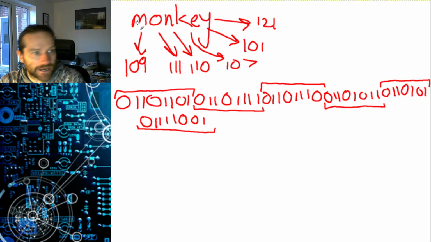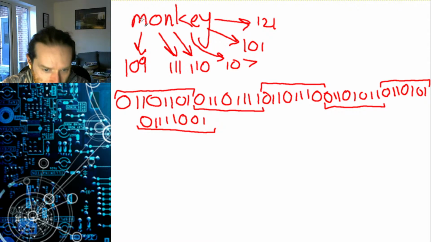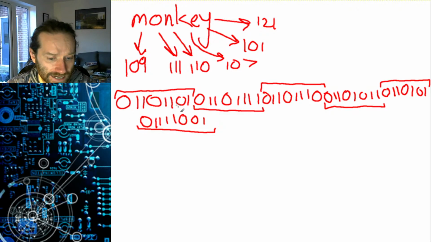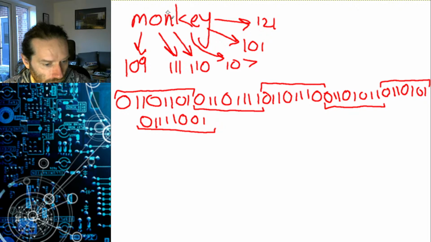Now, obviously, if you are using a different character set, the letter M might not be the letter associated with the number 109. So if I had this binary data and I was using a different character set, I might not get the word monkey.